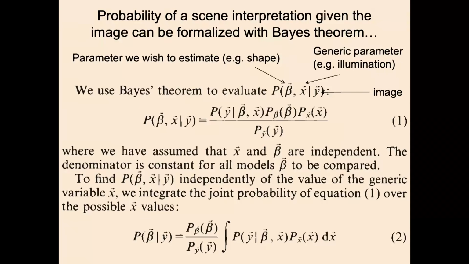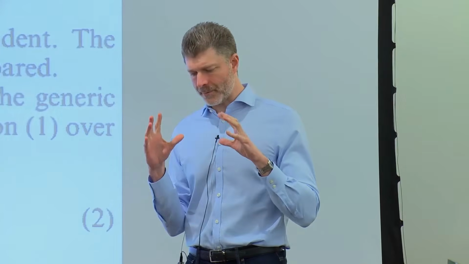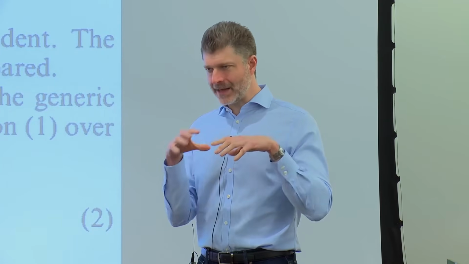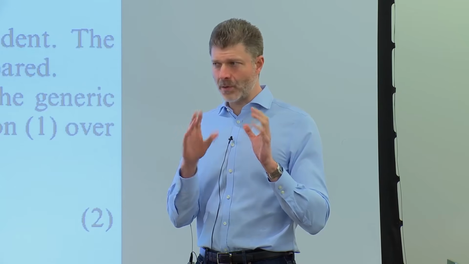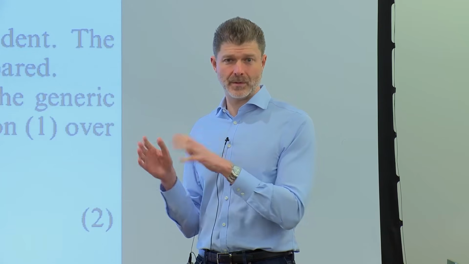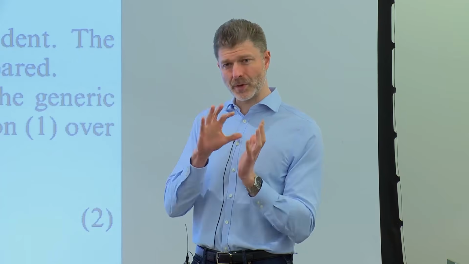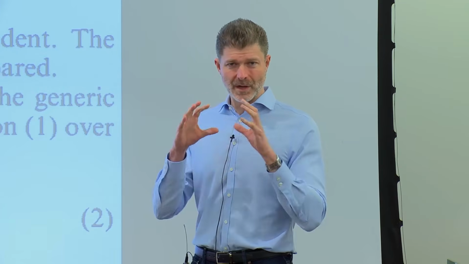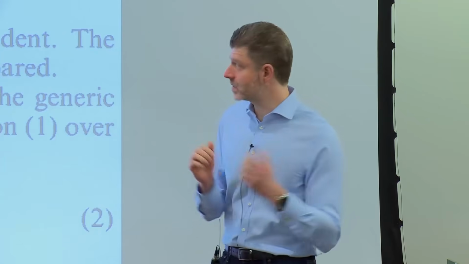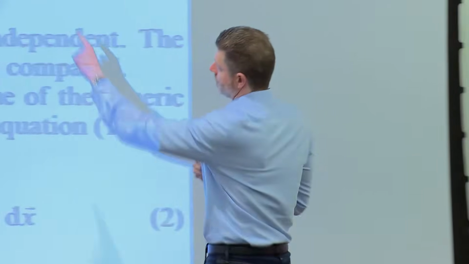So let's think about the relevance of this for good old Bayesian theories of perception. Remember how the probability of a scene interpretation given the image can be formalized with Bayes' theorem. We generally think of the goal of perception as finding the scene that is most likely given some observed stimulus, like an image. So that's the posterior probability of the scene given the image. We want to maximize that or find a few scenes for which that's high. So here's the posterior.